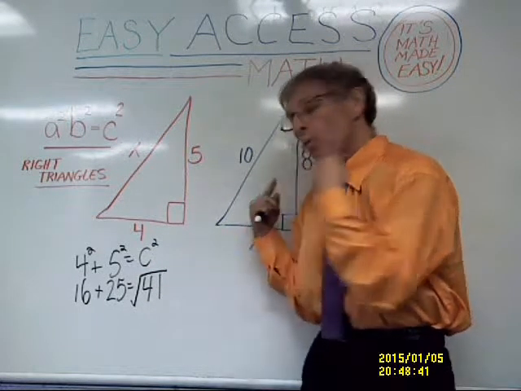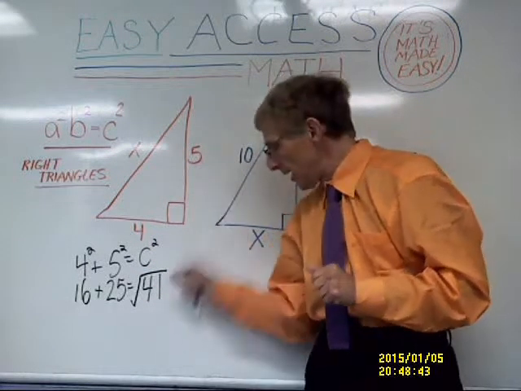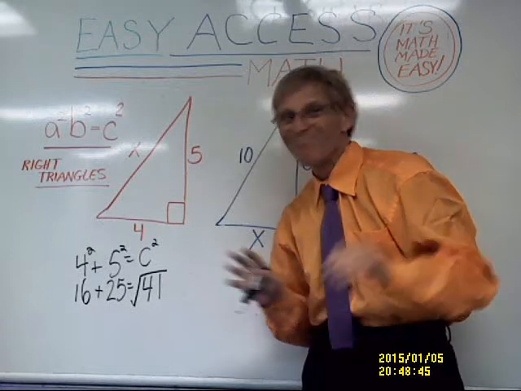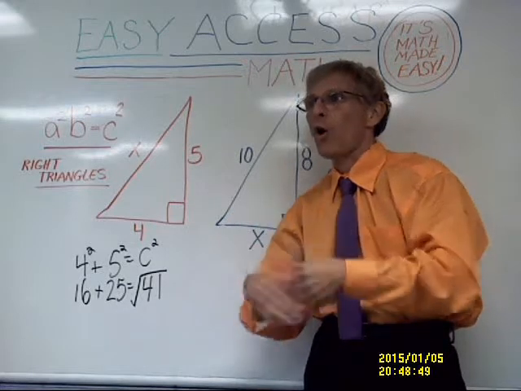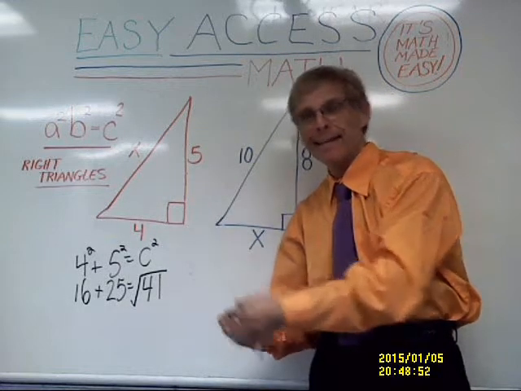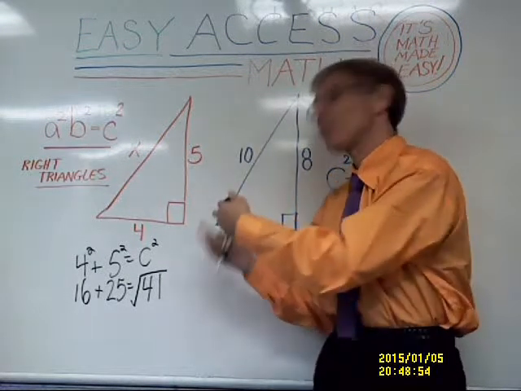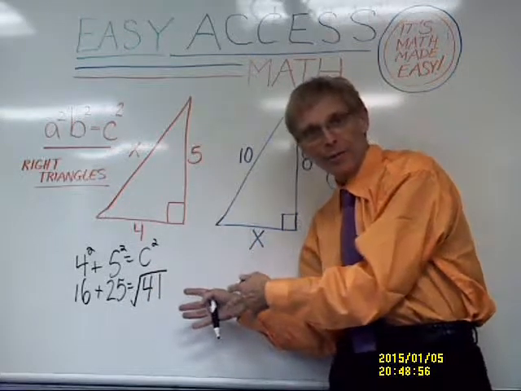Now, one of three things will happen. Either that is a perfect square, or it's not a perfect square number, which would be 1, 4, 9, 16, 25, 36, 49. It's not a perfect square.